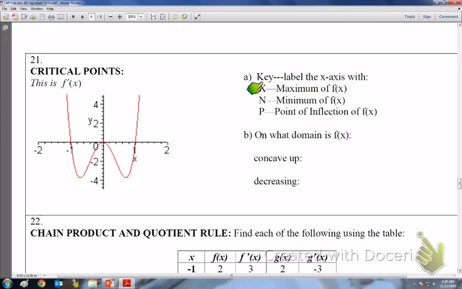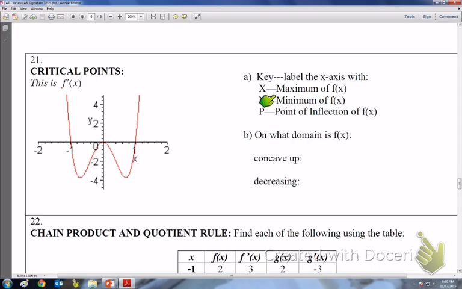The first thing it says to do is we're going to label these things on the graph. It says to label them on the x-axis. I would actually rather have you label them on the graph where they occur. So wherever these things occur, I want you guys to label them. We're looking for the maximums of f of x, which is the original function. We're looking for the minimums of f of x. And we're looking for the points of inflection of f of x. So maximums and minimums we're looking for similar places on the graph, but obviously some of them will be maximums and some of them will be minimums.